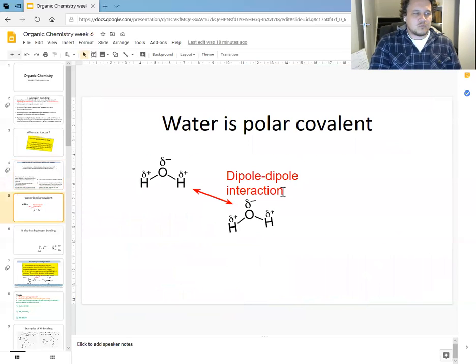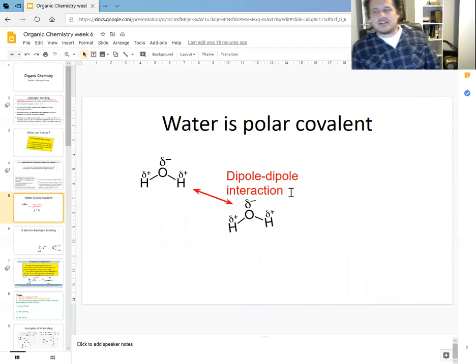So, water should only exhibit these dipole-dipole interactions between positively charged hydrogen and the negatively charged oxygen. It should have weak bonds. It should have a relatively low boiling point. I think around 36 degrees, 37 degrees. So room temperature basically.